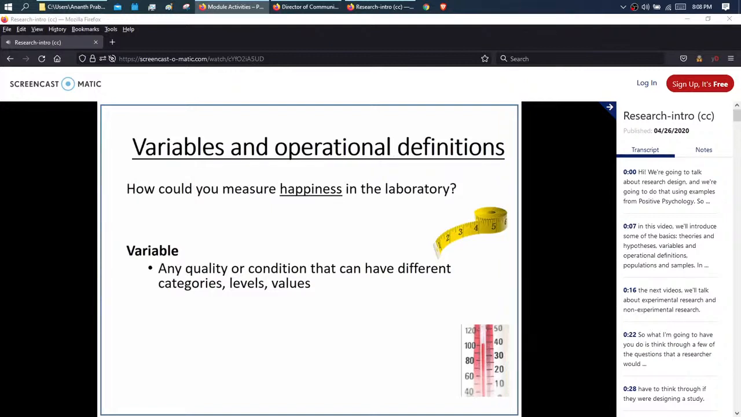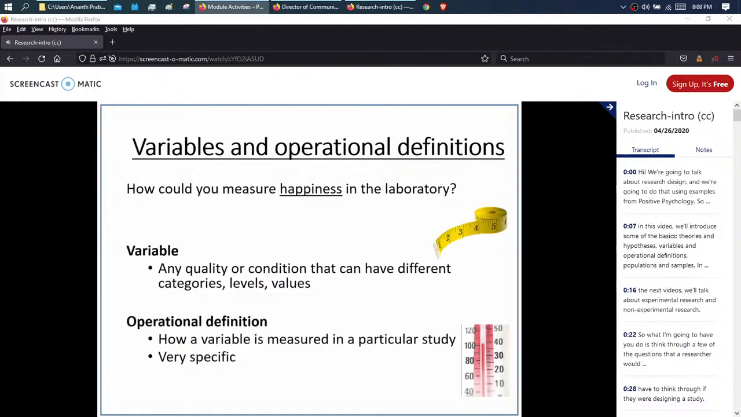But some variables are continuous, like 1, 2, 3, 4, 5, 6, 7, right? But variables vary. But variables can still be pretty vague. So for example, we've been talking about happiness level as a variable. But what does that mean? How is that measured? We just said there are lots of ways to measure it, and that is where operational definitions come in. An operational definition is how a variable is measured in a particular study. It is very specific.